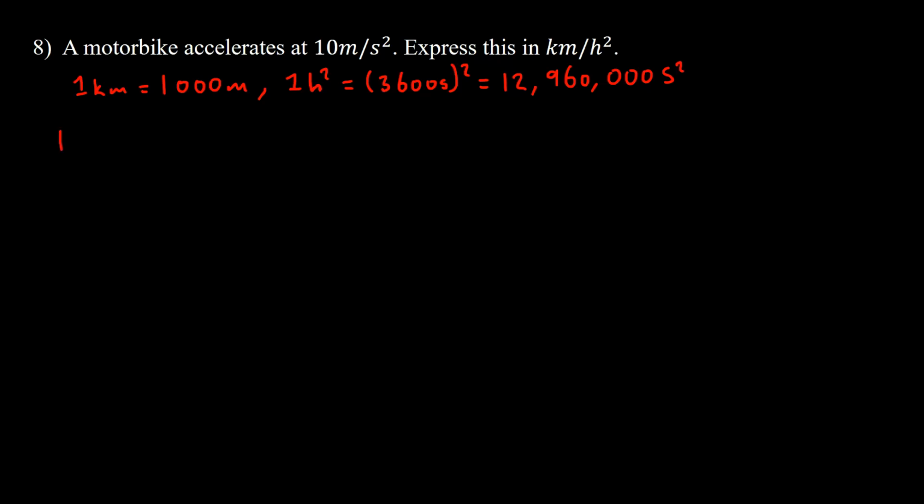So we get 10 meters over square seconds and then multiply it by the first conversion factor. We want to cancel out the meters, so the meters should be down. And then on top, we can put 1 kilometer. And then let's multiply by another conversion factor. What we aim to do is cancel out the square seconds, so the square seconds we can put on top.